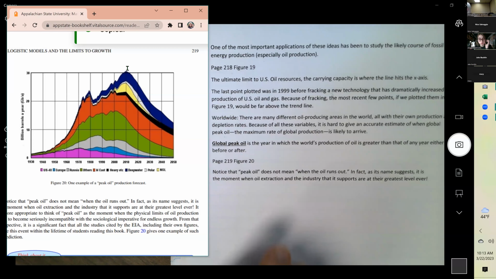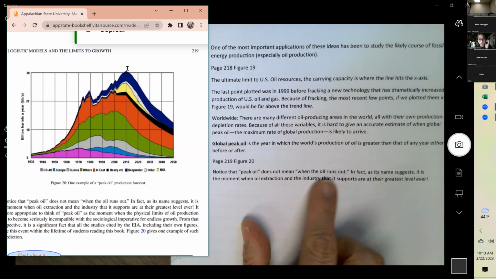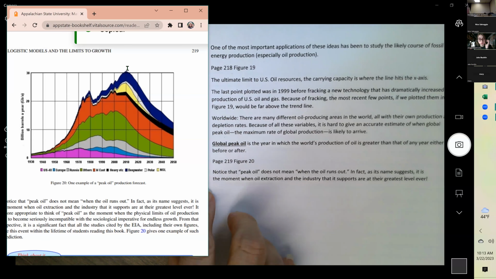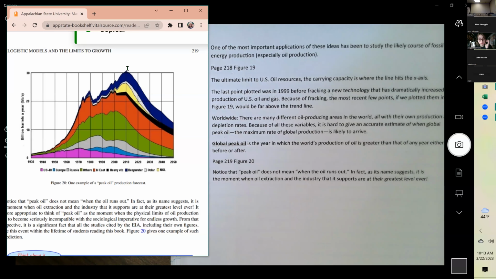So it says, notice that peak oil does not mean when the oil runs out. In fact, its name suggests it's the moment when the oil extraction and the industry that it supports are at their greatest level. It's when they've produced the most. So if we look at how much they produce, in this case, each year, when they produce the most, that's your peak level. Any questions on that?